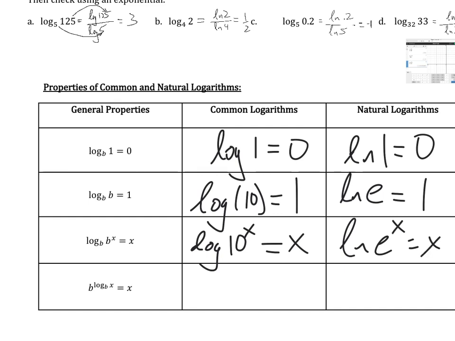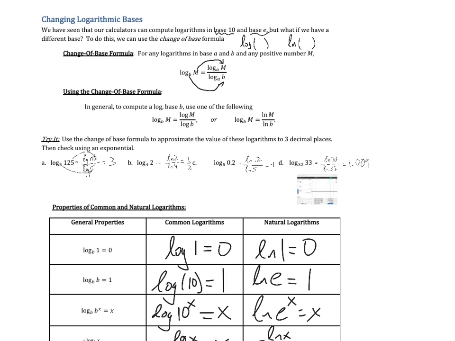Okay. And here again, these cancel each other out. B to the log base b of x. So if these two bases are the same, then they cancel, and we're left with x. So if we have 10 to the log of x, they're both base 10 there. The log is base 10, and the power is base 10. So they cancel each other out. Or if we have e to the natural log of x, those cancel each other out and give us x. All right, so some things that'll show up a little bit here as we go through these, okay? Those are the properties of common logs and natural logs.